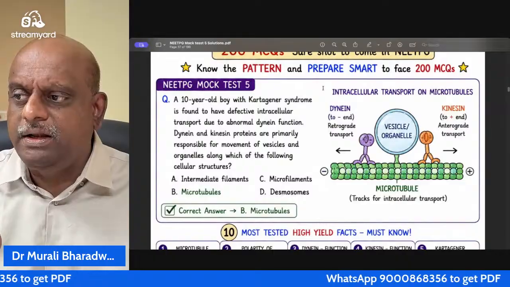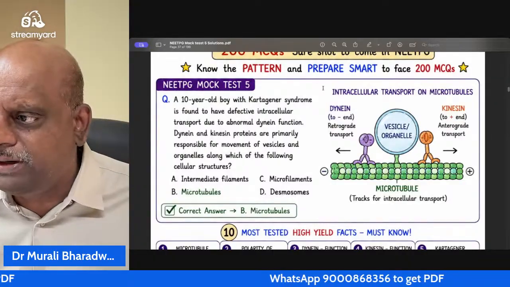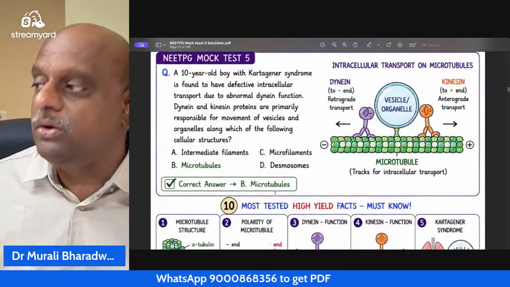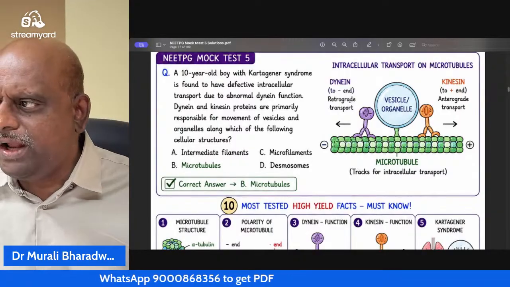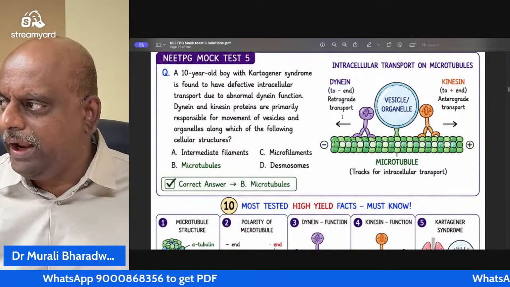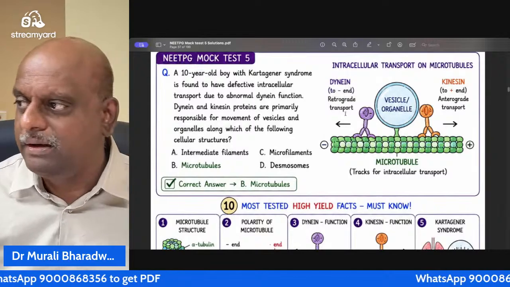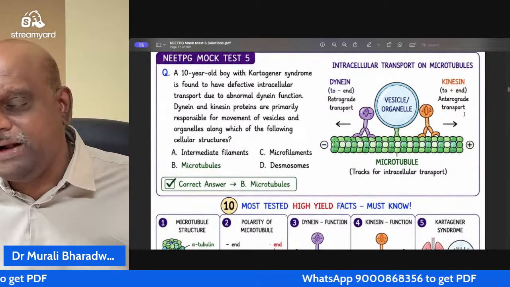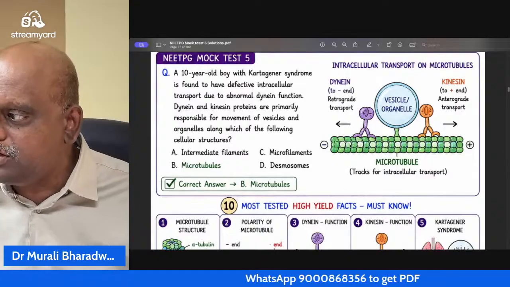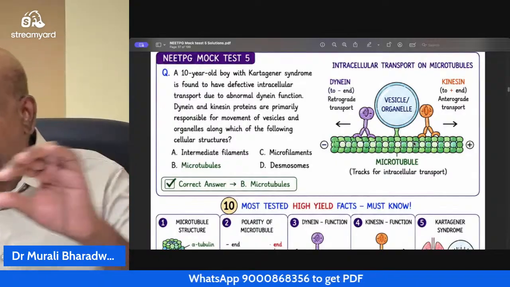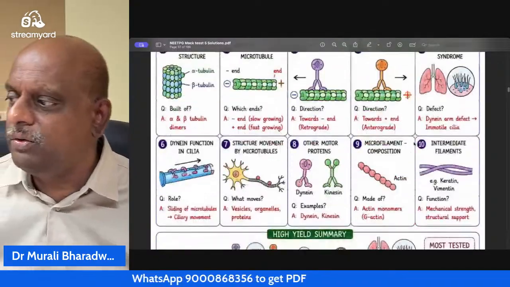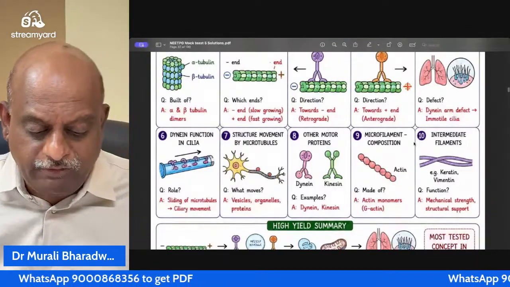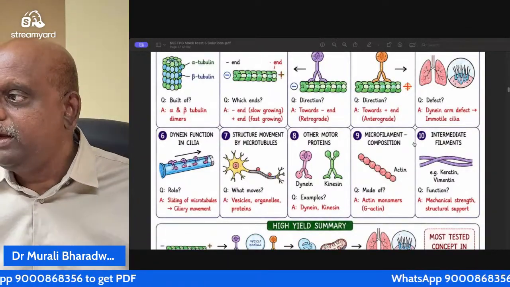Dynein, kinesin are primarily responsible for the movement of vesicles and organelles along microtubules. So dynein to the negative end, retrograde transport. Kinesin to the positive end, that is anterograde transport across the microtubule is what you have to remember. So all these chota mota funda, you need to be very sure about, doctor, when you go to the NEETPG exam tomorrow.